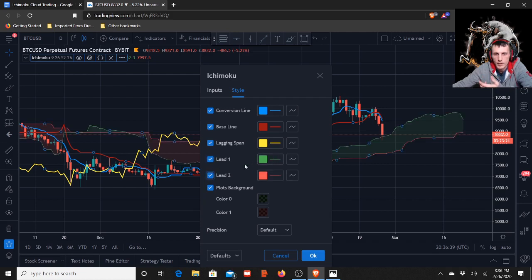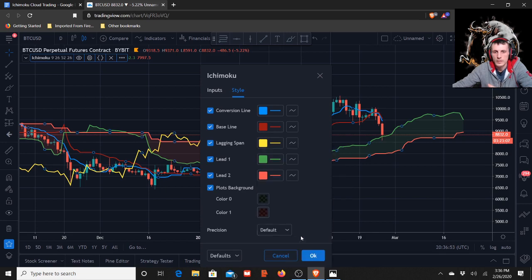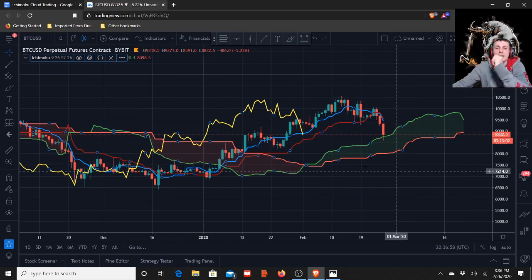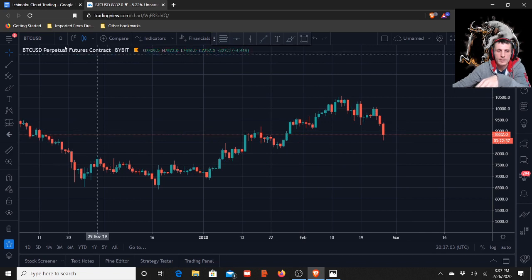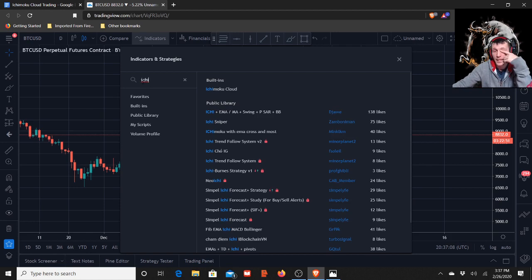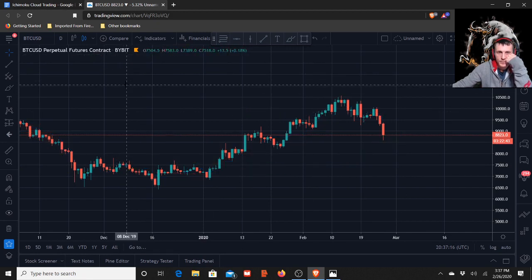But that's how you do it. If you want them on, unclick the arrow. If you want them off, and I guess we can make them thicker as well. And then click OK. So this is the whole cloud here now. I'm going to take off, just took the whole thing off. I'm going to take off the lagging span and just leave on stuff as we go over it. I did it again.